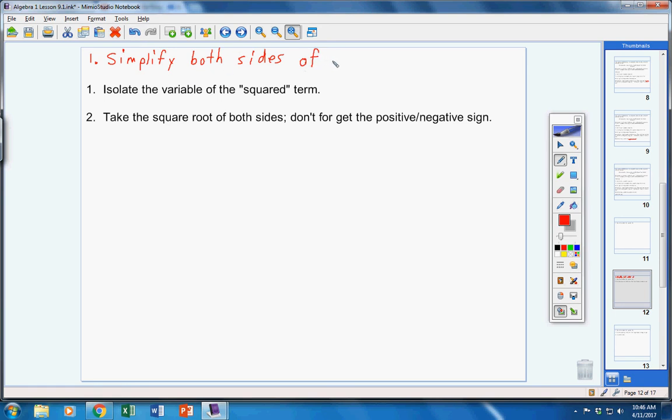Simplify both sides of the equation. Step 2, isolate the variable of the square term. And step 3, take the square root of both sides. Don't forget, there should be one word there. Don't forget the positive negative sign. Okay, so there's your steps. I'm going to move on. And as soon as I go like this, it's going to be gone. This top part is, so pause the video. Copy these down. I'm going to move on.